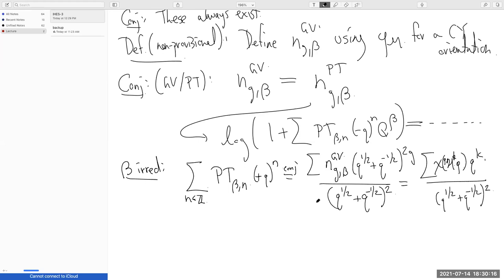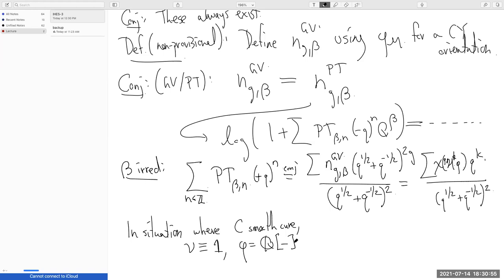And so this really is, if I specialize even further, for instance in the situation where I just have a smooth curve, all of these complexities that we had to introduce for the virtual structure go away. So let's say the Behrend function is identically one, and this sheaf of vanishing cycles is just the constant sheaf up to a shift. Then this really is just the MacDonald formula, where I'm taking on the left-hand side the Euler characteristic of the Hilbert scheme of points, and on the right-hand side the cohomology of the Jacobian.